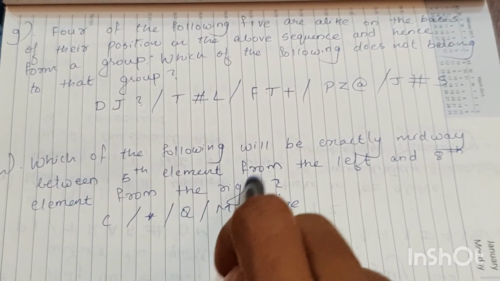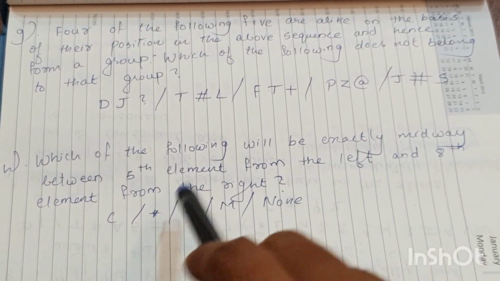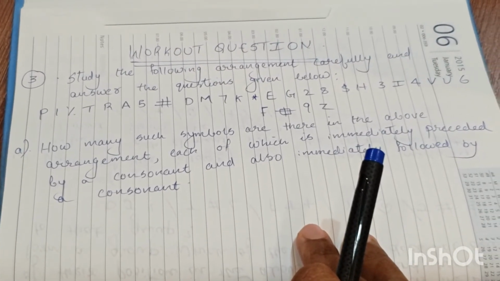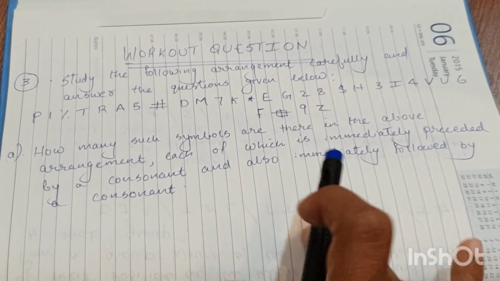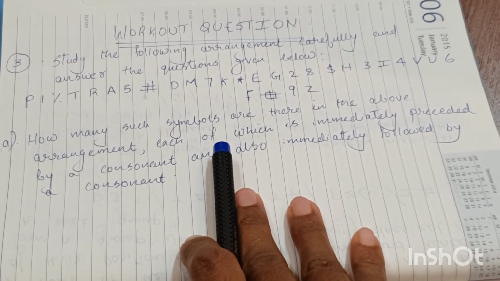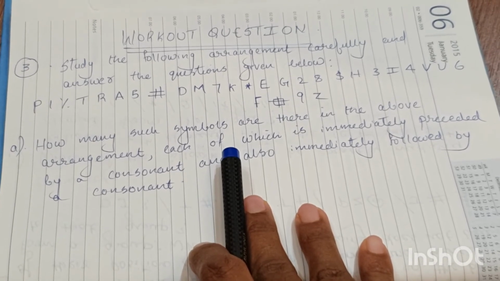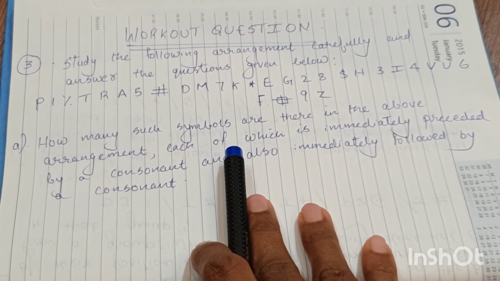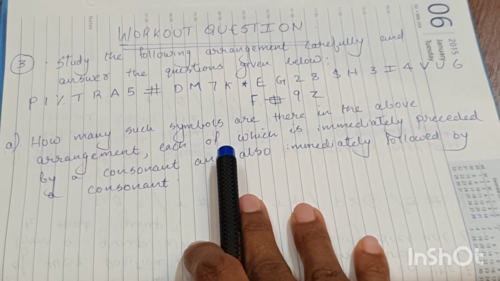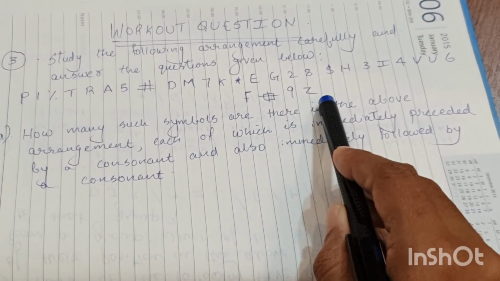Next question, which of the following will be exactly midway between 5th element from the left and 8th element from the right? Third workout question, study the following arrangement carefully and answer the questions given below. And the series is P1 percentage TRA5 hash DM7K star EG28 H3I4VU6F, the symbol 9 and Z.